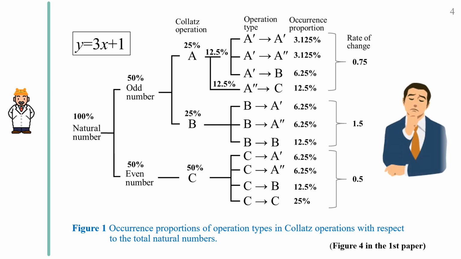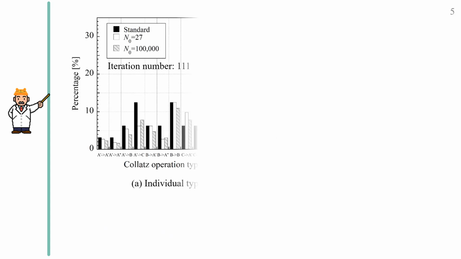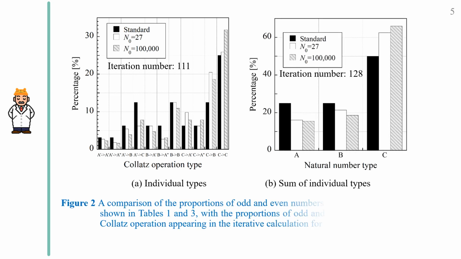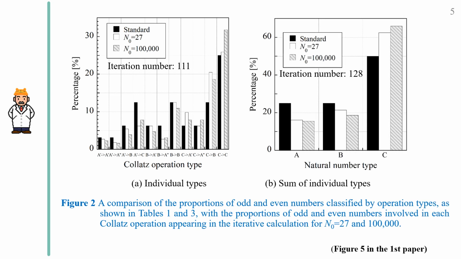Therefore, a natural question arises. How are these proportions related to the proportions of operation types that actually appear in iterative calculations? Figure 2 compares the proportions of operation types classified for all natural numbers with the proportions of operation types that appeared in iterative calculations for n0 equals 27 and n0 equals 100,000. Here, standard refers to the proportions of operation types for natural numbers. We see that the proportions of corresponding operation types take similar values.